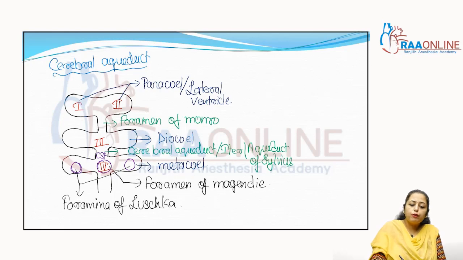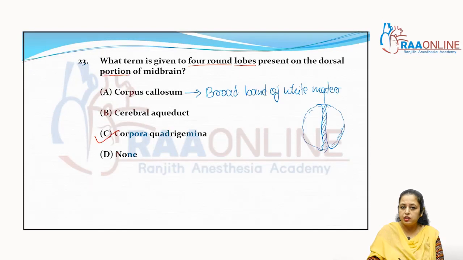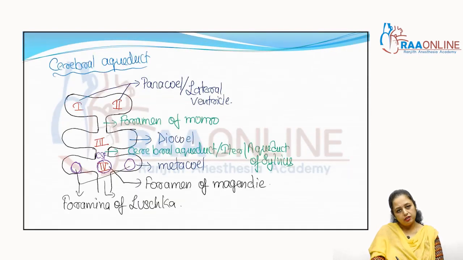So CSF flow occurs through these 3 holes, and again it flows and reaches the subarachnoid space, right? And from there it again gets mixed with the blood, right? So these all are the ventricles of the brain and the information related to them which was asked in previous years' exams, right? So now you have to better understand what the cerebral aqueduct is, what the corpus callosum is, and what the corpora quadrigemina is.